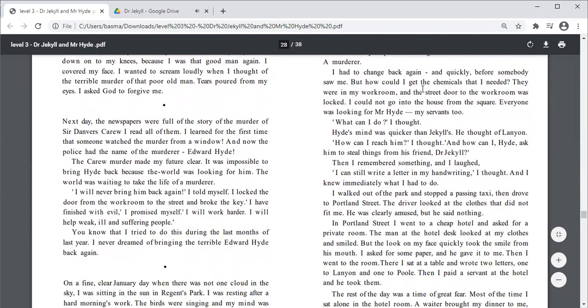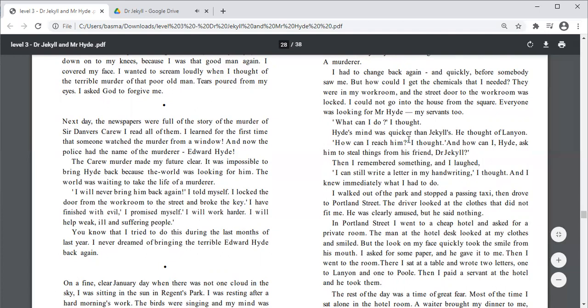But how could I get the chemicals that I needed? They were in my workroom, and the street door to the workroom was locked. I could not go into the house from the square. Everyone was looking for Mr. Hyde, my servants too. What can I do? I thought.